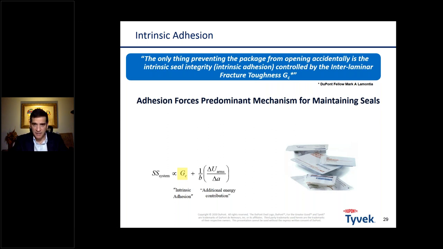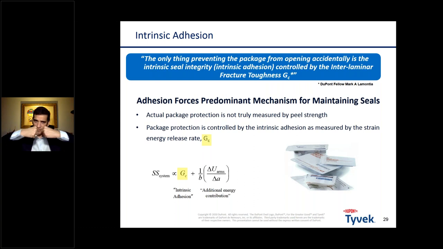In some other work that we did, what we found through some basic research is that adhesion forces, or G sub C, or intrinsic adhesion, is the predominant mechanism that keeps the package together, the predominant mechanism of seal. That G sub C value, that intrinsic adhesion, is really the more important number, more than the peel number, because the peel is just adding this plus all the deformation and all the other stuff that's happening. But this is the dominant force holding my package together.